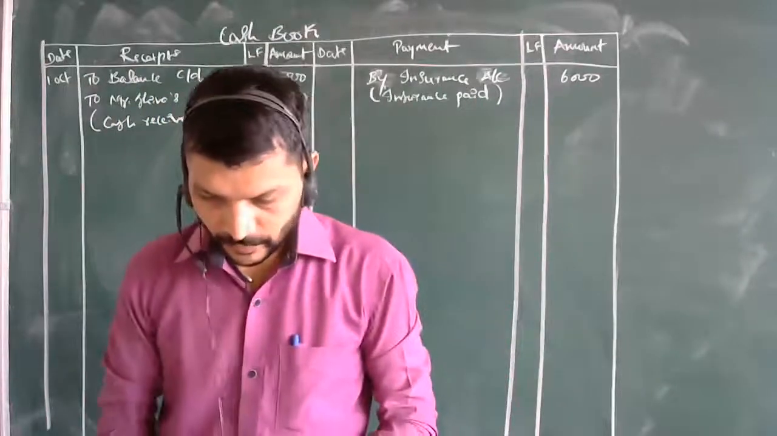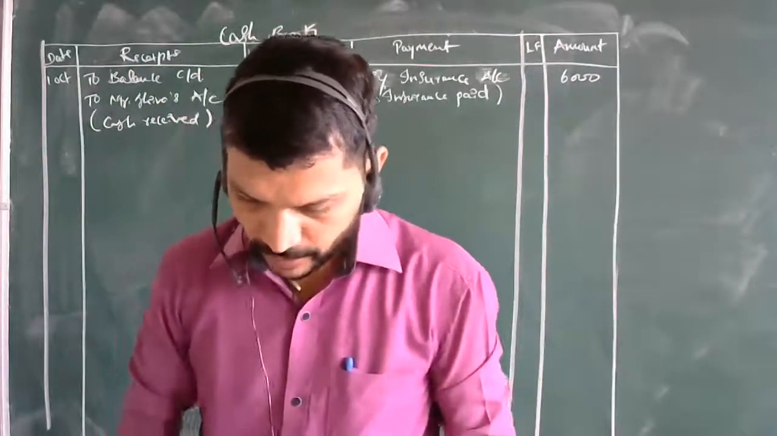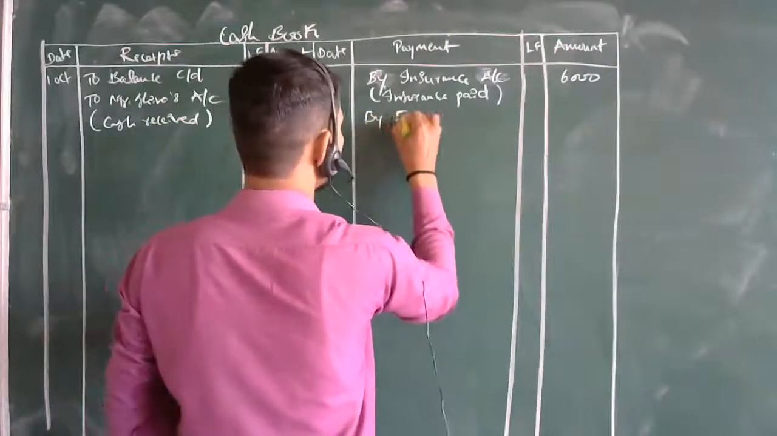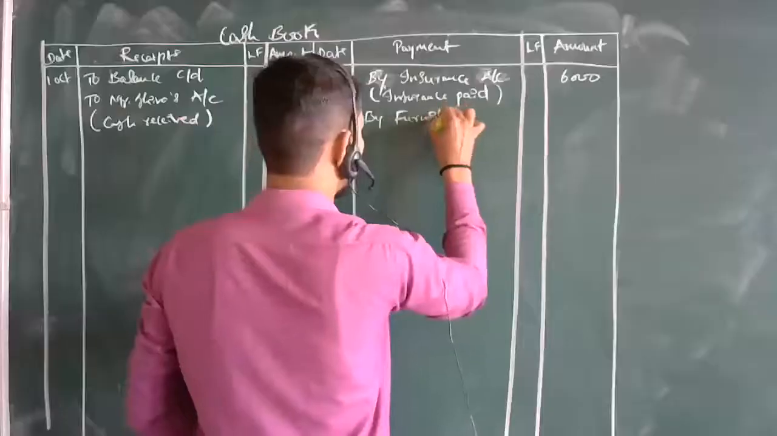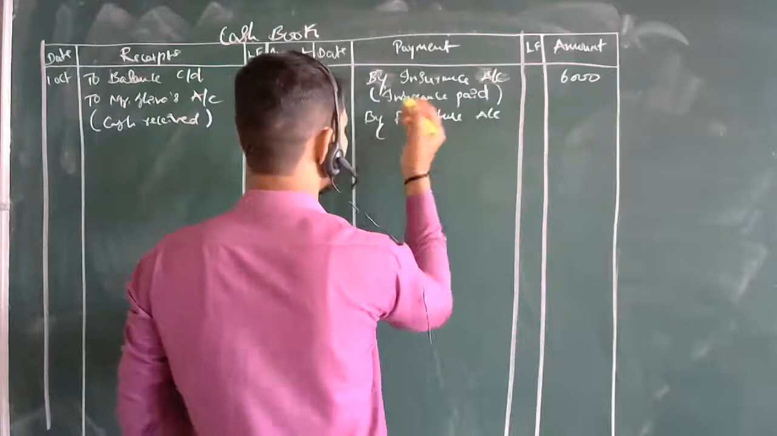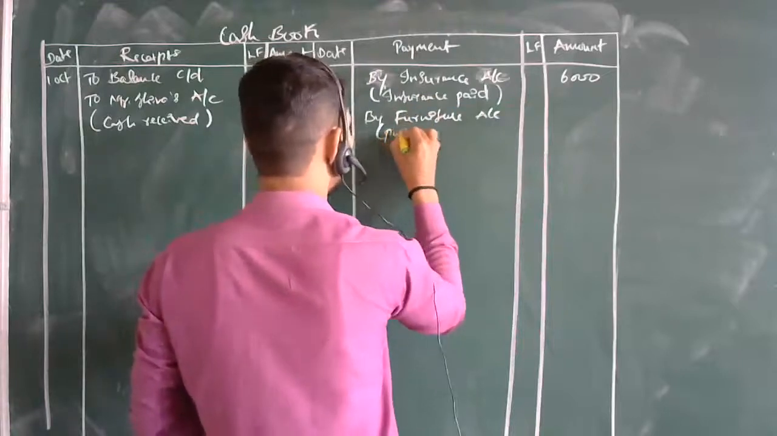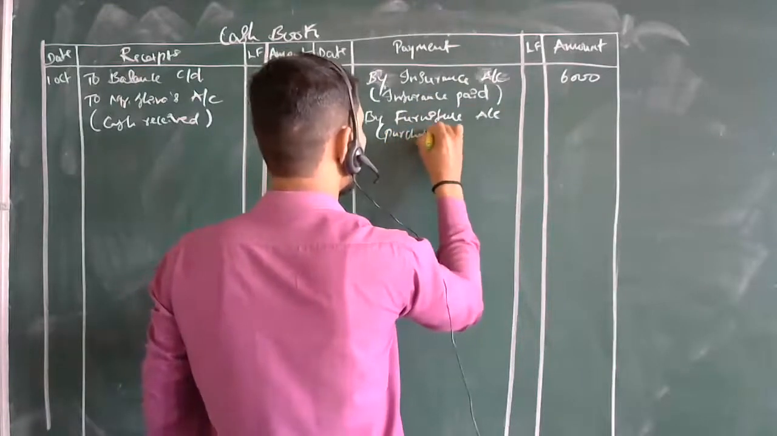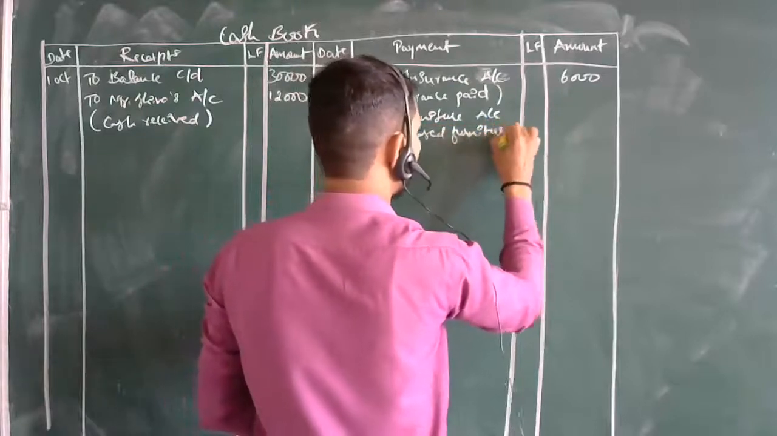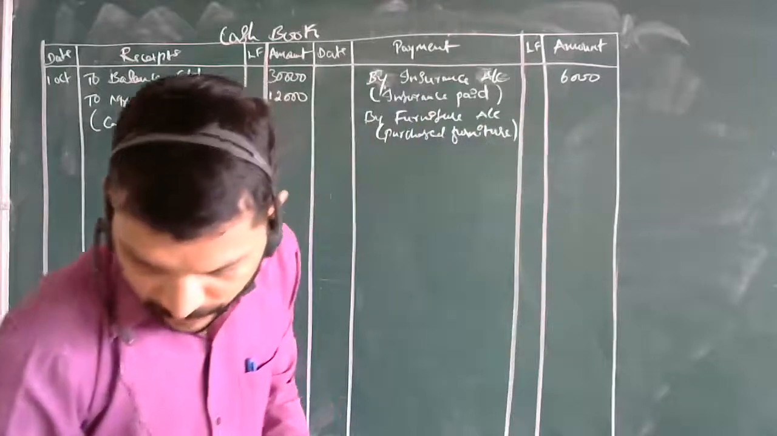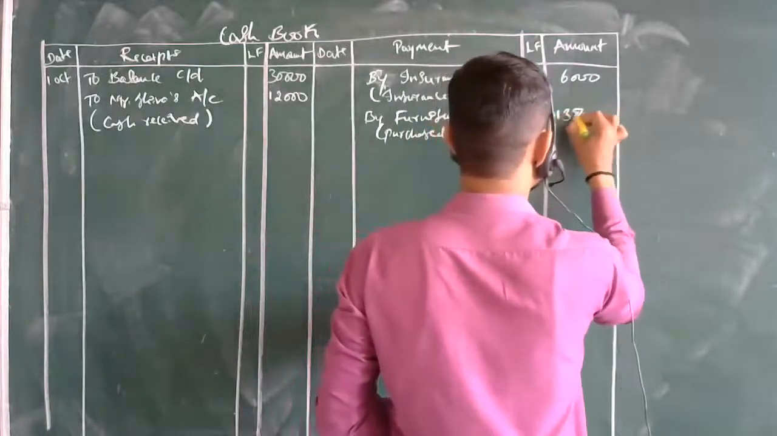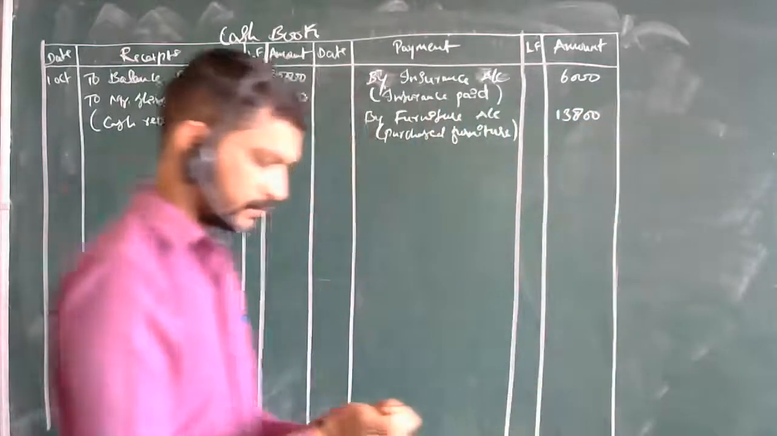Then next, purchase furniture. Obviously, purchase furniture means you are going to make the furniture account. By furniture account. You can write the same as narration, purchased furniture. What is the cost of this purchased furniture? 13,800. Okay.